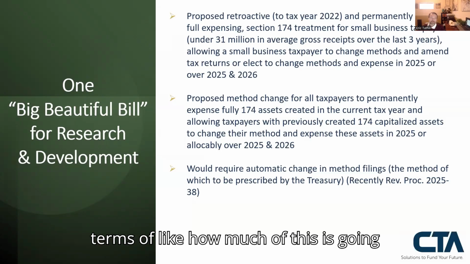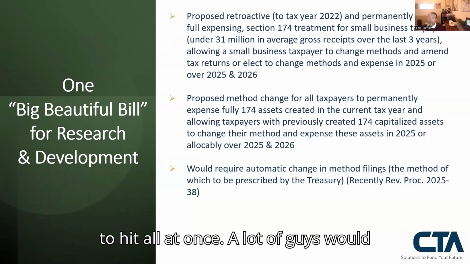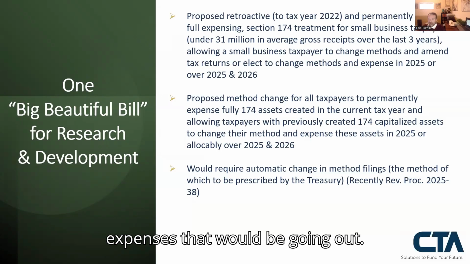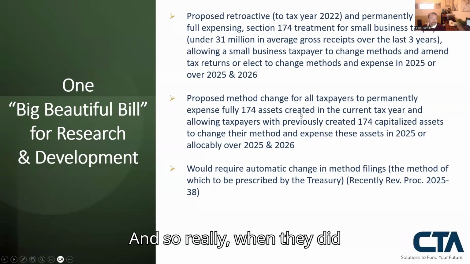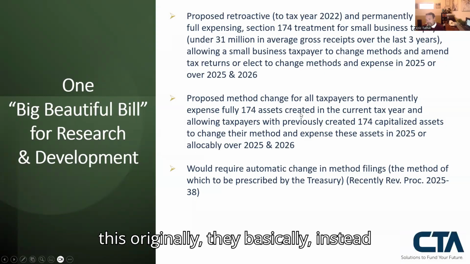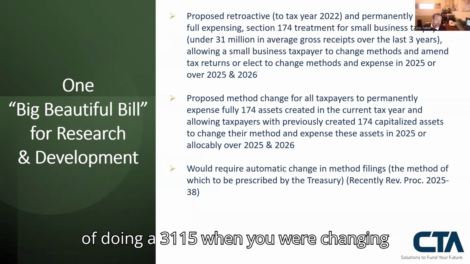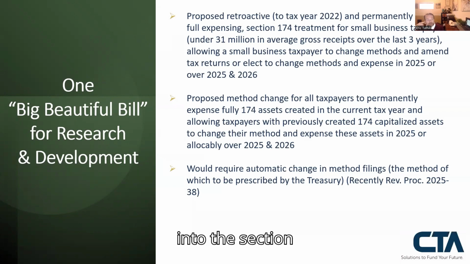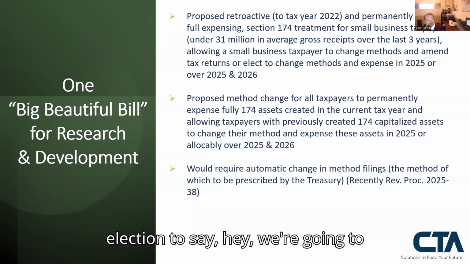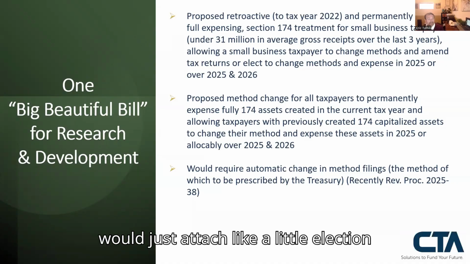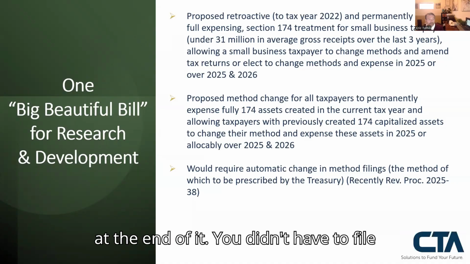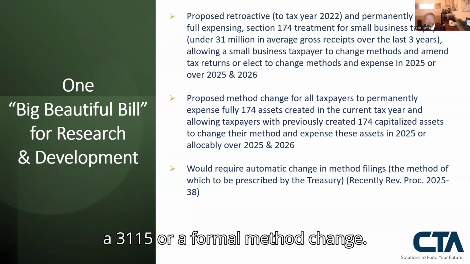In terms of how much of this is going to hit all at once, a lot of guys would have huge $1 million expenses going out. When they did this originally, instead of doing a 3115 when you were changing into the Section 174, you would attach an election to say, hey, we're going to follow the Section 174 costs. You would just attach a little election at the end of it.